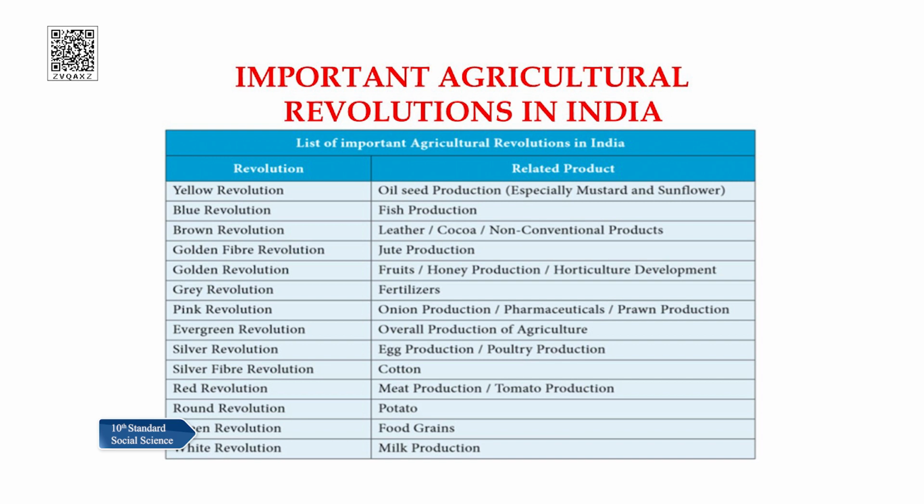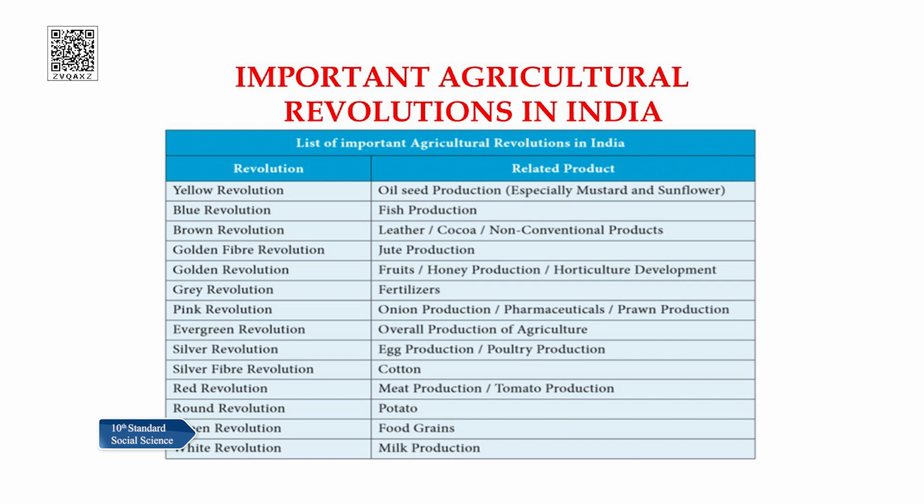Now first is yellow revolution. What is yellow revolution? Oil seed production is called yellow revolution. Blue revolution, it is fish production. Brown revolution, it is leather, cocoa and non-conventional products. Golden fiber revolution, it is jute production. Golden revolution, it is fruits, honey production, horticulture development. Grey revolution, it is fertilizers. Pink revolution, onion production, pharmaceuticals, prawn production.